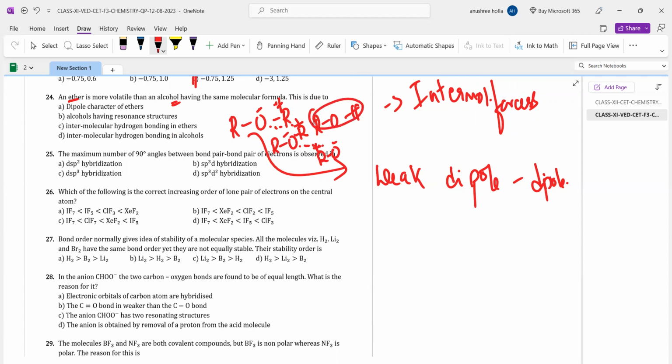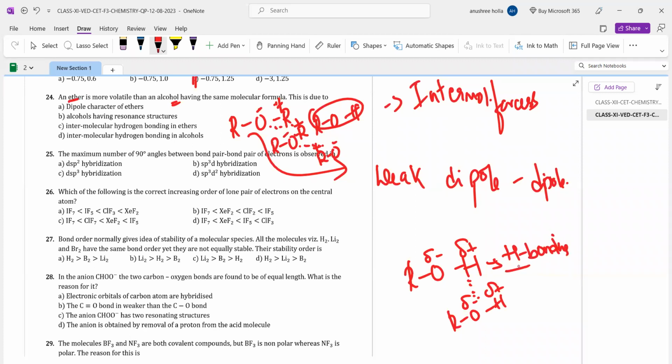But if you consider alcohol, here we can observe hydrogen bonding. Hydrogen is covalently bonded to the electronegative oxygen atom. In hydrogen bonding, the hydrogen should be covalently bonded to an electronegative atom, so the condition is satisfied. Now we can observe intermolecular hydrogen bonding: partial negative, partial positive, again partial negative, partial positive. There will be an electrostatic attraction between these, positive, negative, negative, positive. We also know that hydrogen bonding is the strongest among all the other intermolecular forces.